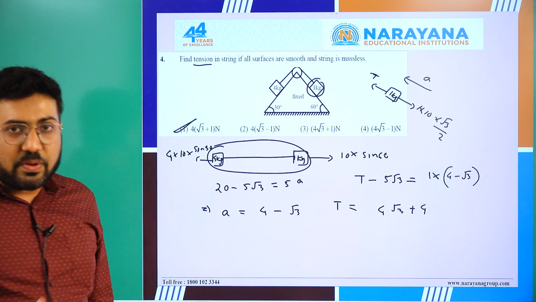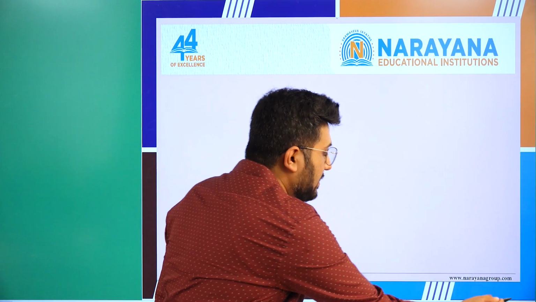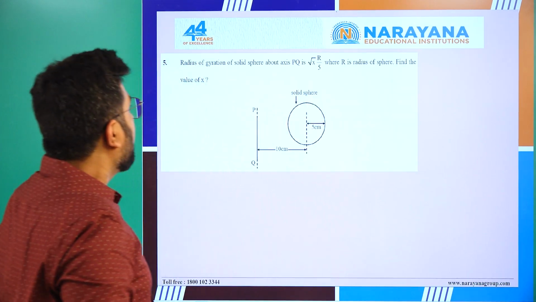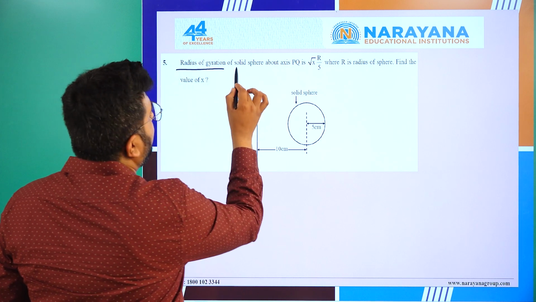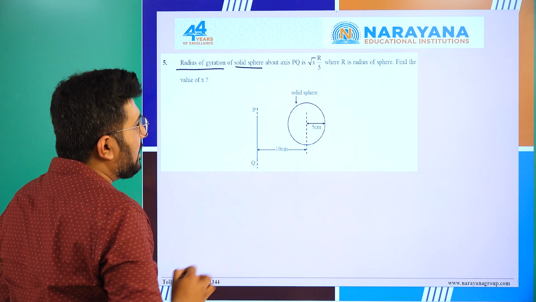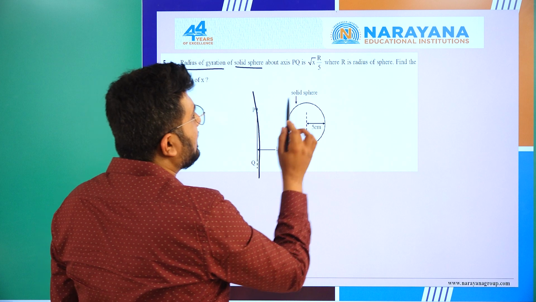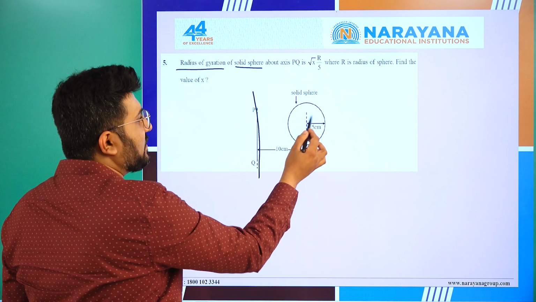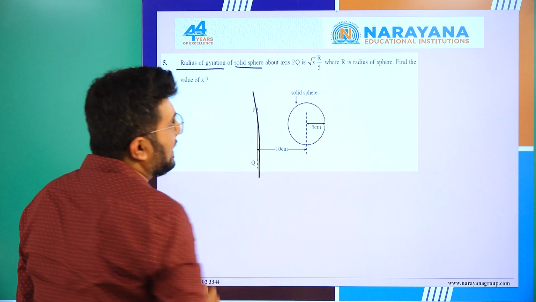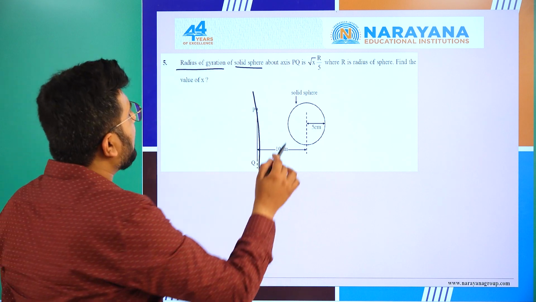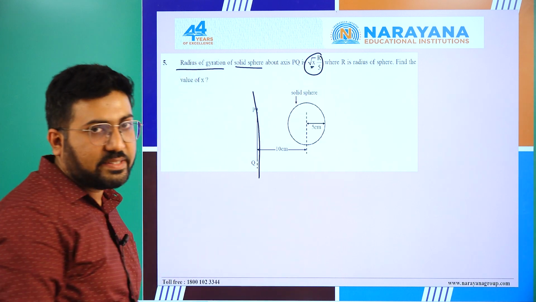Okay. So now let's go to the next question, and the next question is, we need to find the radius of gyration of a solid sphere about this axis. Now this is the solid sphere. They have given us the radius of the solid sphere is 5 centimeter and this distance is 10 centimeter. So they have given the radius of gyration in this form, and from here we need to find x.